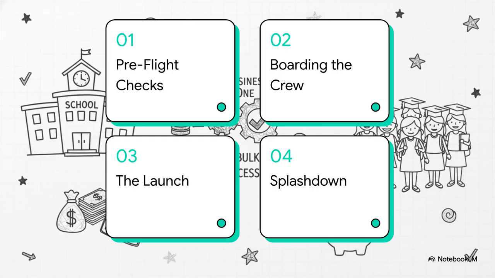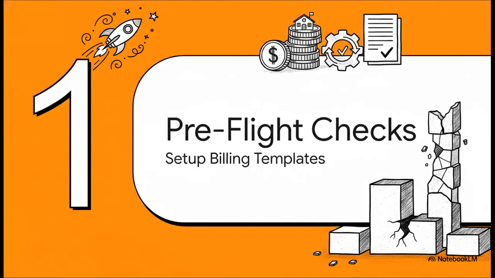To keep us perfectly on track, we're treating this like a launch and breaking the mission down into 4 distinct phases. We've got 1. Pre-flight checks, 2. Boarding the crew, 3. The launch, and finally, 4. Splashdown. Okay, kicking things off with phase 1, pre-flight checks, setting up billing templates.